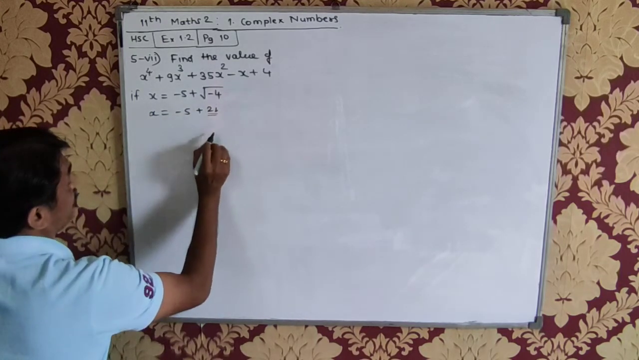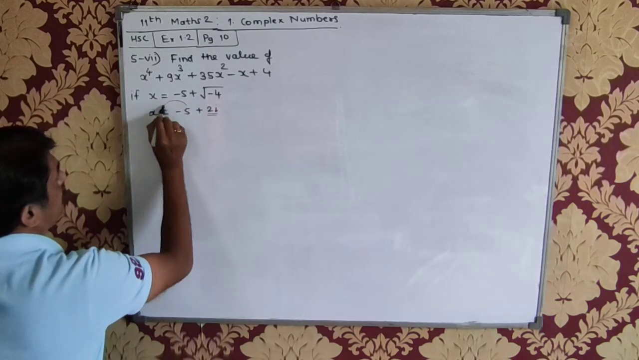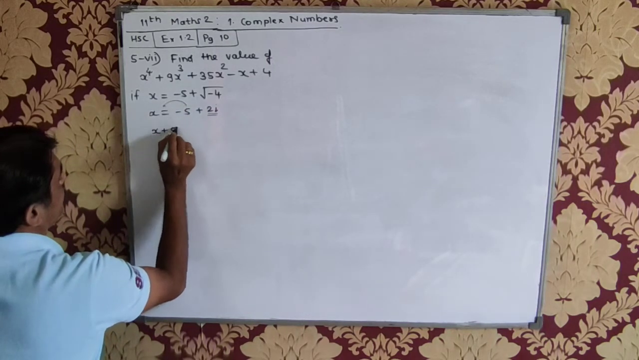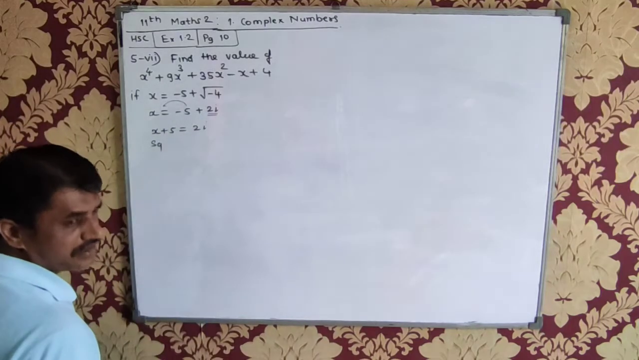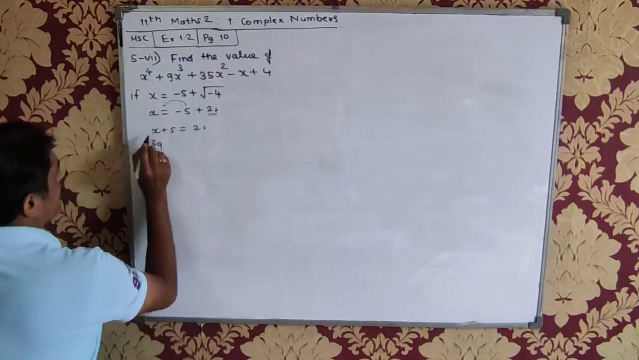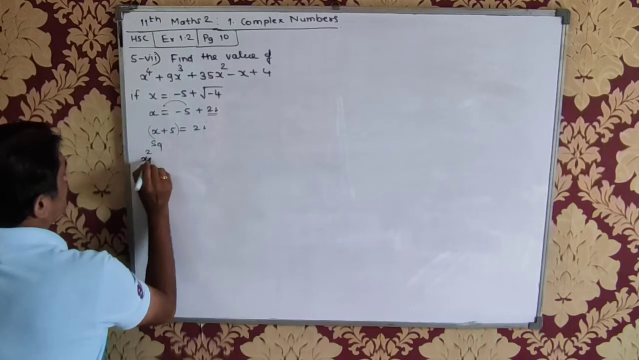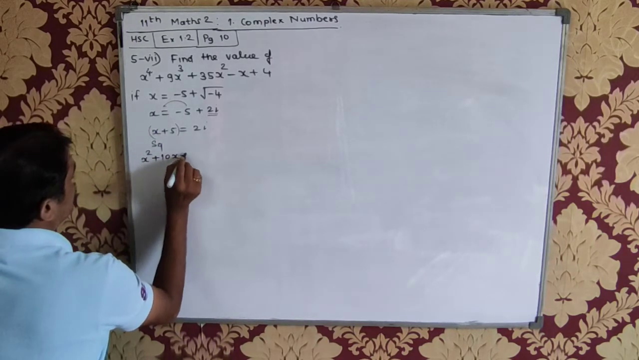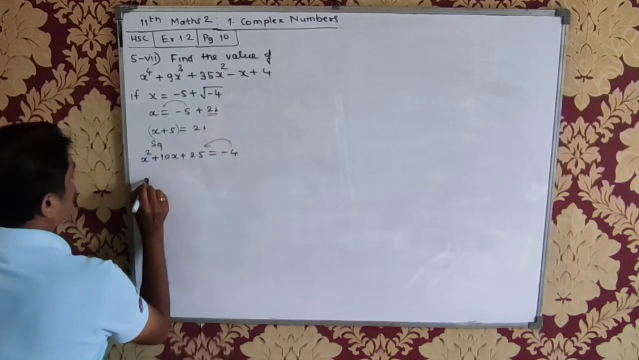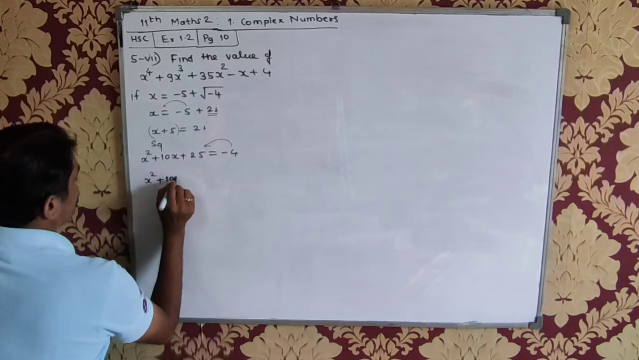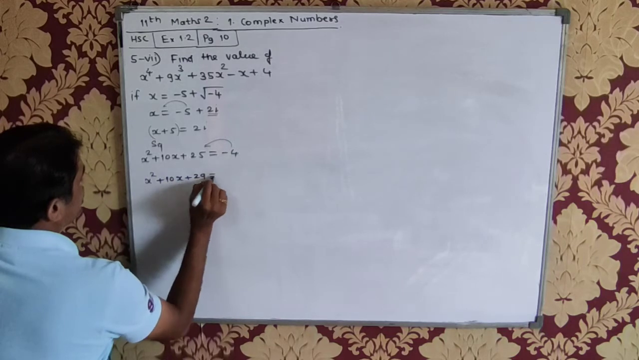I want to get rid of i. So I have to make i alone. Transfer this here, so x plus 5 is equal to 2i. Now if I square, you will get rid of i. So it will be x square plus 25 plus 10x is equal to minus 4, which comes here as plus 4. X square plus 10x plus 29 is equal to 0.